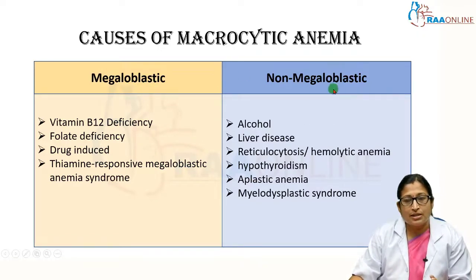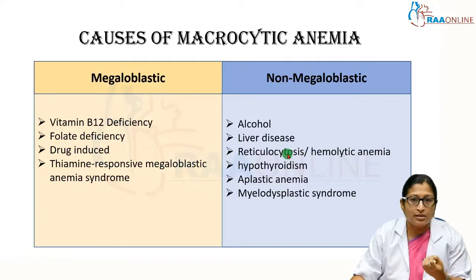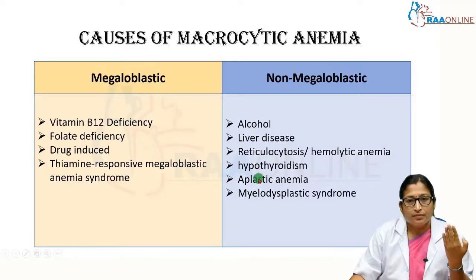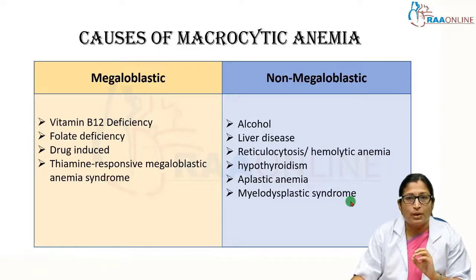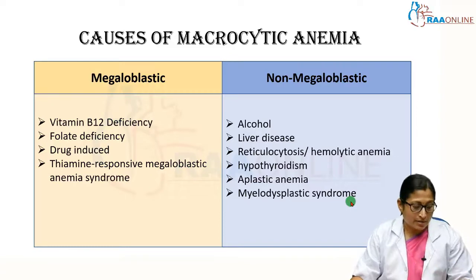And in non-megaloblastic anemia, the common conditions would be alcoholism, chronic alcoholics, then liver diseases, and reticulocytosis, because we know the reticulocyte diameter is larger than the mature RBC. So when there is reticulocytosis, as in the case of hemolytic anemia, you have larger reticulocytes in the peripheral smear, which gives a macrocytic appearance to it. And hypothyroidism, aplastic anemia and myelodysplastic syndrome. So these are some of the causes of non-megaloblastic macrocytic anemias.